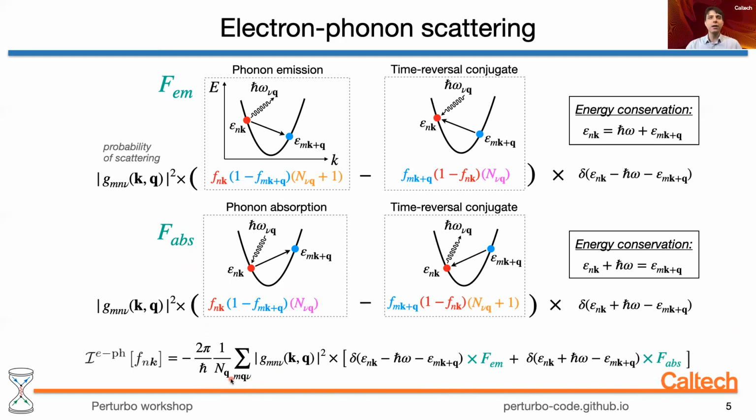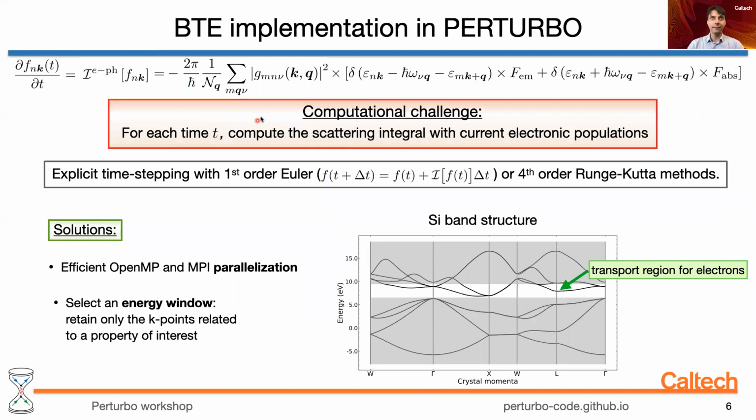So finally we have this time-dependent Boltzmann transport equation with the electron-phonon scattering processes. So here it is. It's time dependent. You see this derivative here. And the computational challenge is that we have seen that these terms F emission and F absorption depend on the occupation function f, which depends on time. So they are time dependent. It means that for each time step t, we need to re-evaluate, recalculate these terms, which is very computationally challenging.